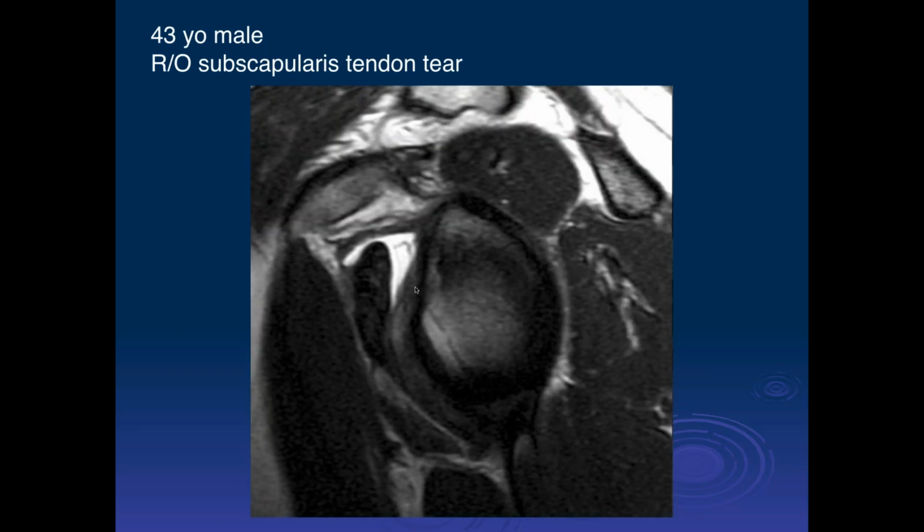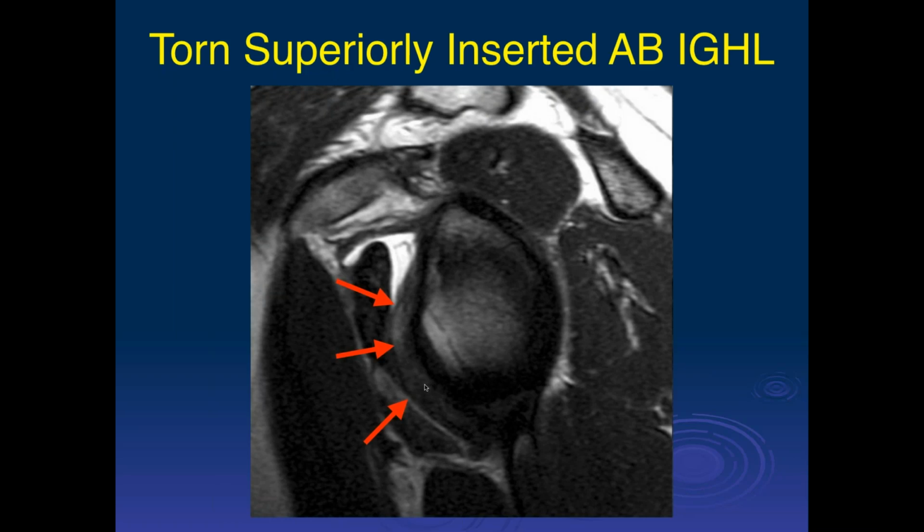If we go to the sagittal images, now we can see the subscap. This is actually the anterior band of the inferior glenohumeral ligament, which is thickened with increased signal intensity within it. And this is a tear of an anterior band of the inferior glenohumeral ligament that had a superior insertion.